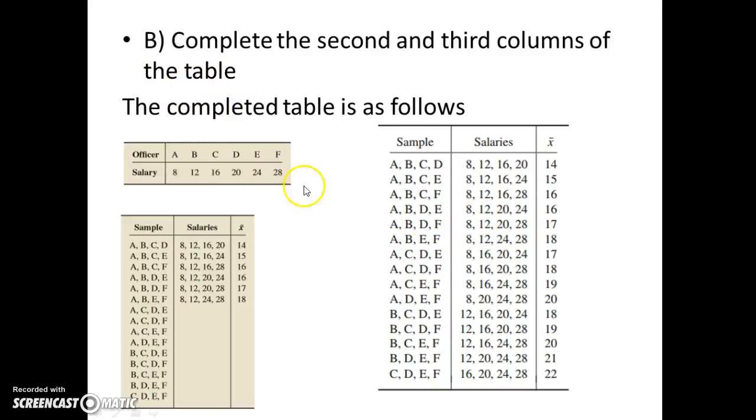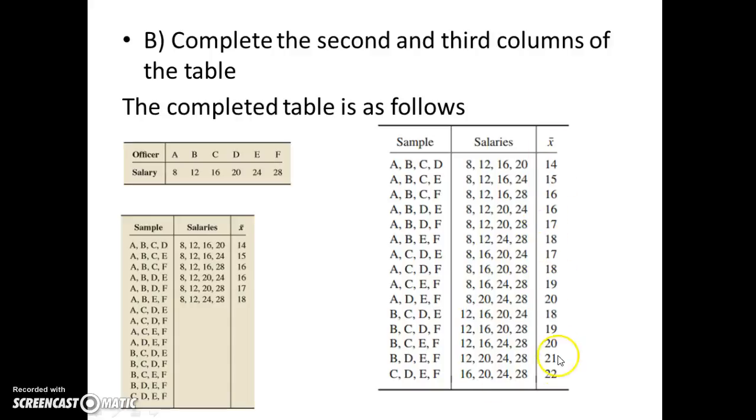How do we get that? Well, we know the numbers for A, B, C, D, E, and F. We just put the numbers in here. If it's A, C, D, E, then we get a number for A, and then C, D, and E. It's going to be 8, 16, 20, 24. And when you look over here, yes, it's 8, 16, 20, 24. We do the same thing for the rest.